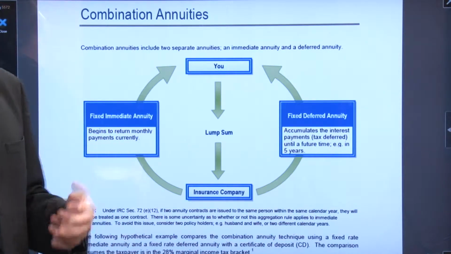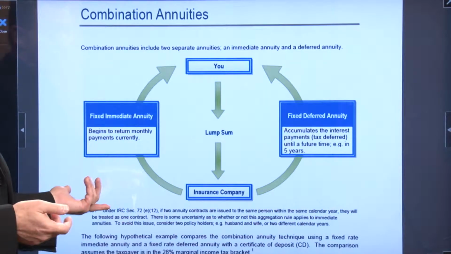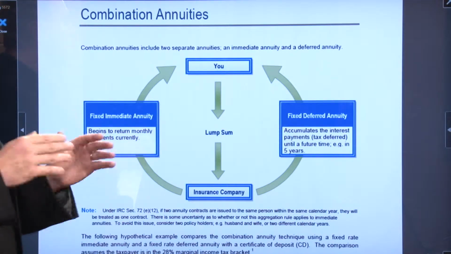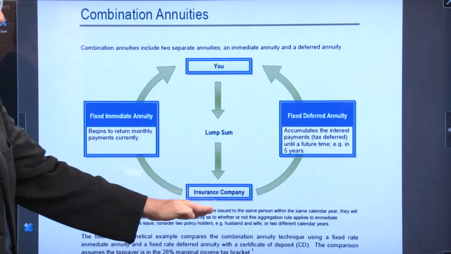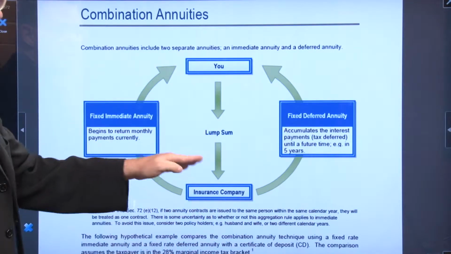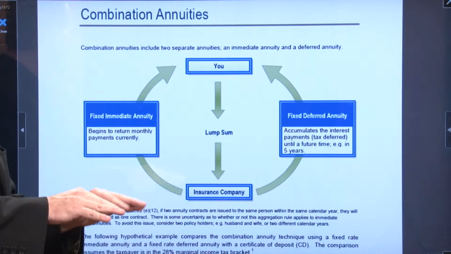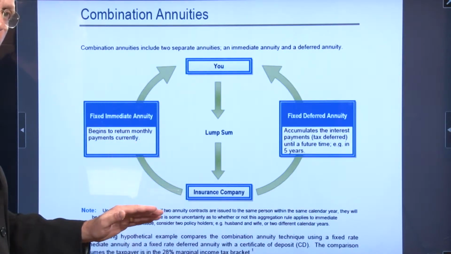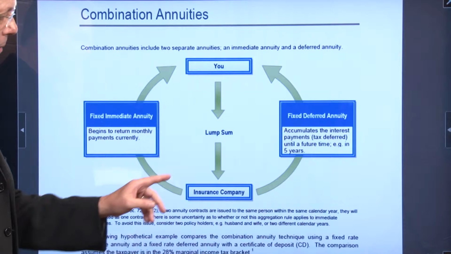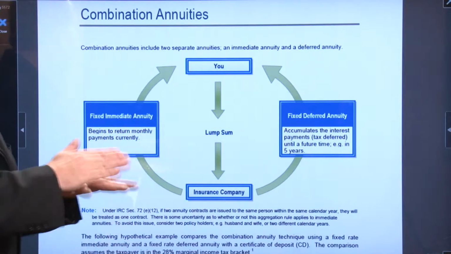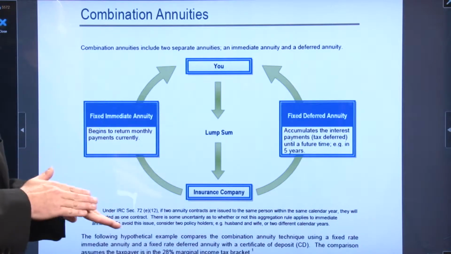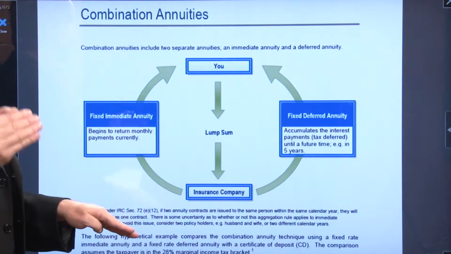Now, I'm going to be using 150 in this example, but whatever you want to donate, you give a lump sum to the insurance carrier. When you give the lump sum to the insurance carrier, they're going to split the difference and give you immediate income. And while you're living off the immediate income, the deferred annuity over a 5-year period in this example is going to accumulate and hopefully accumulate back to the original principal.